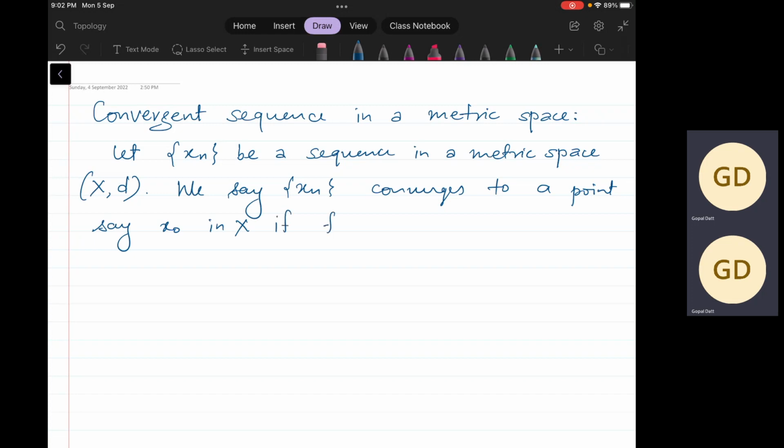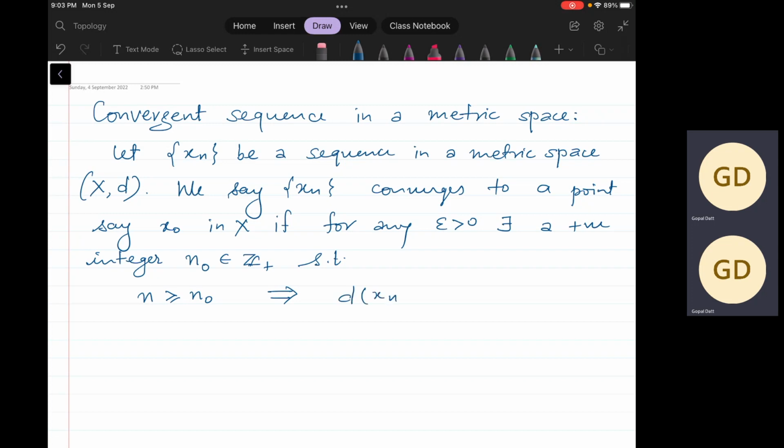if for any epsilon positive there exists a natural number or a positive integer, say n naught, such that whenever n is greater than or equal to n naught, what we get is the distance between xn and x naught is less than epsilon. Okay, this is the first definition.